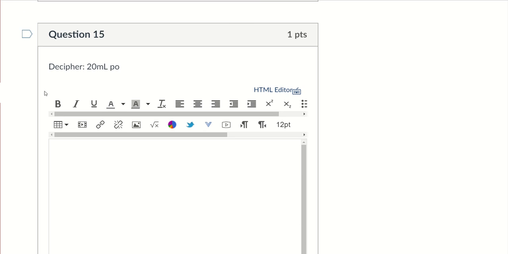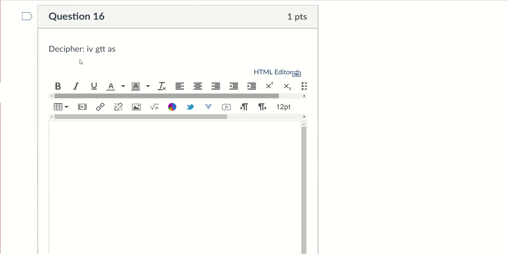Number 15, 20 mLs. So previously, we converted that to household units. 20 mLs is 4 teaspoons full. PO again, so we'll take 4 teaspoons full by mouth. Take 4 teaspoons full by mouth.